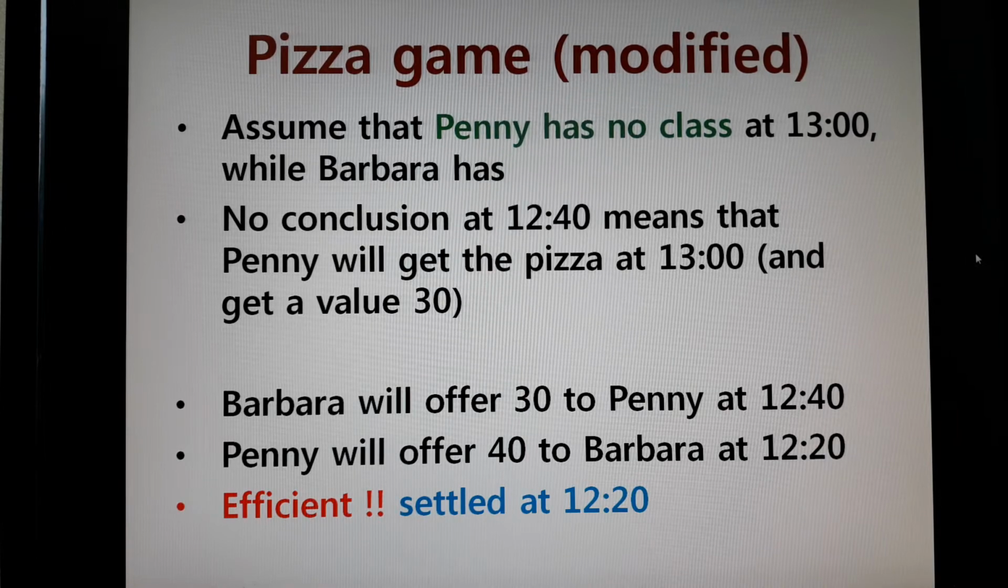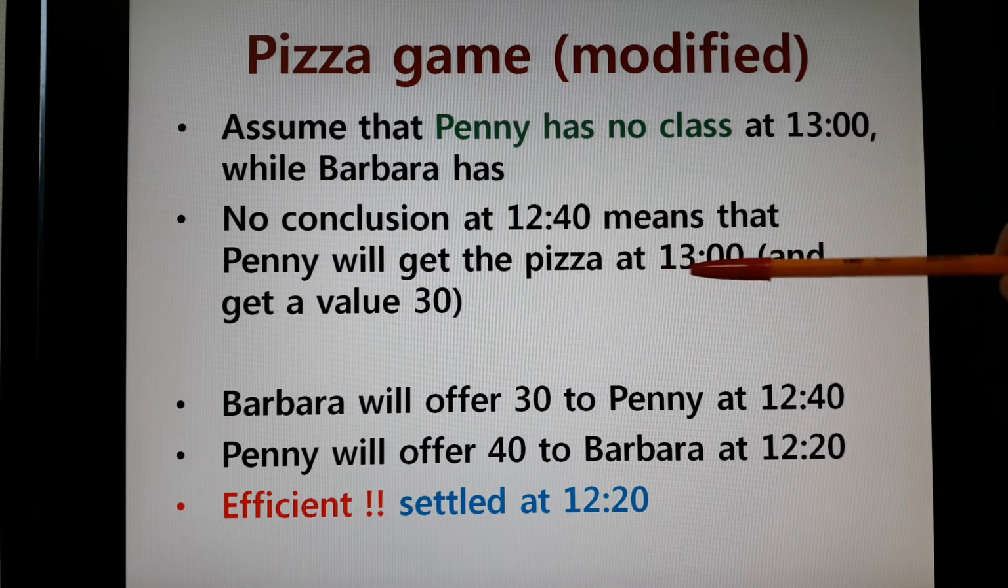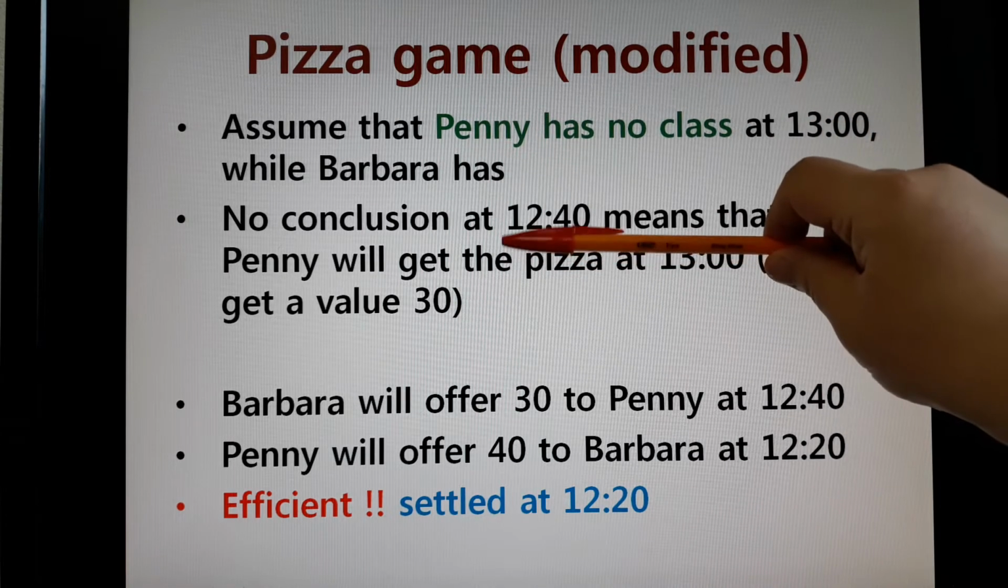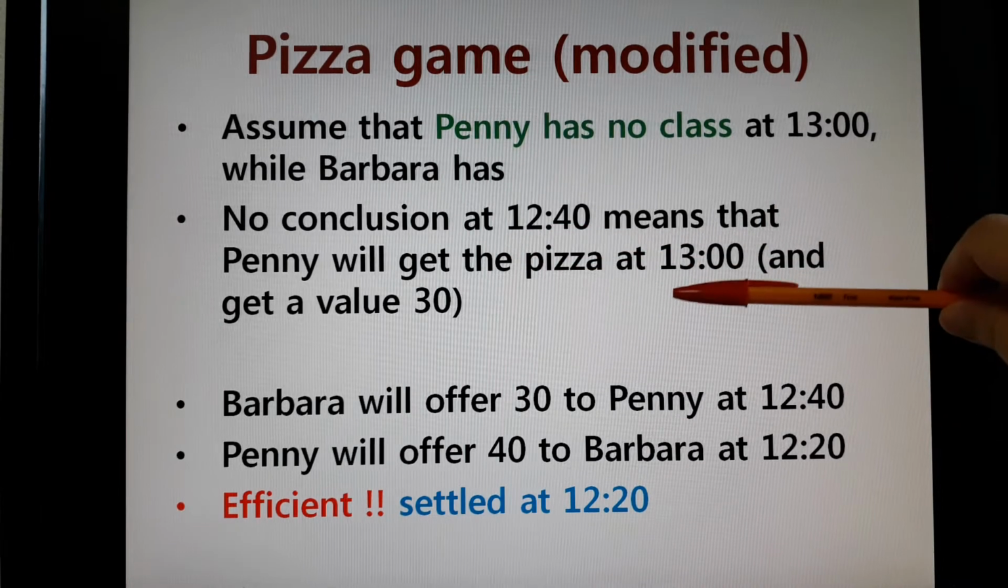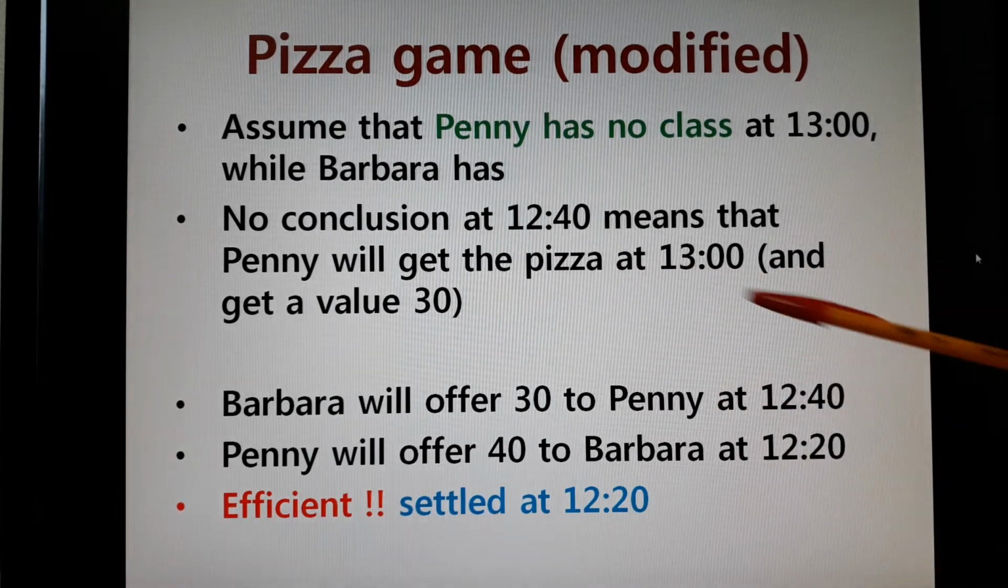Now, Barbara should enter the class at 1300, 1 o'clock. Penny doesn't have to. We know that, if you remember, I assumed the value of the pizza at 1 o'clock would be 30. So, if they do not come to any agreement at 12:40, at 1300, Penny will get the 30 and Barbara will get 0. This changed the whole game.